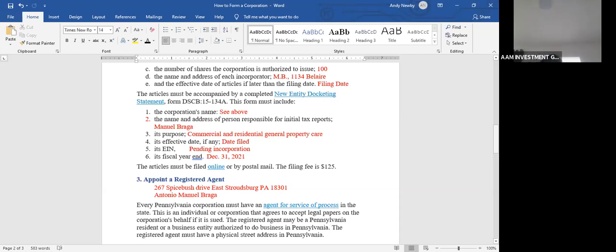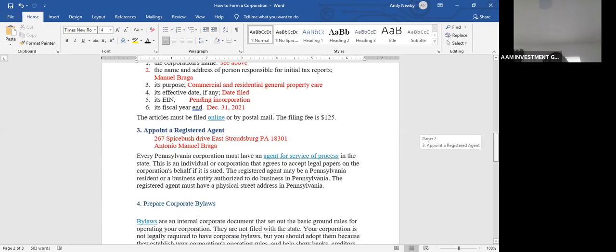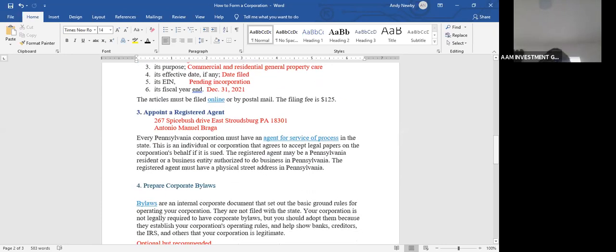So to make it easy for yourself, try to end your fiscal year on the last day of the year. All right. Every state has their filing fee. For this one, it's $125. All right, the registered agent. Every Pennsylvania corporation must have an agent for service process. We talked about that. Then it tells you about bylaws.